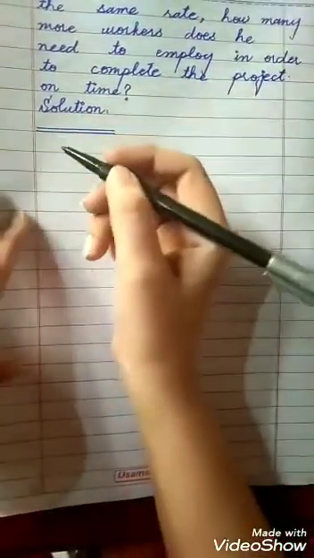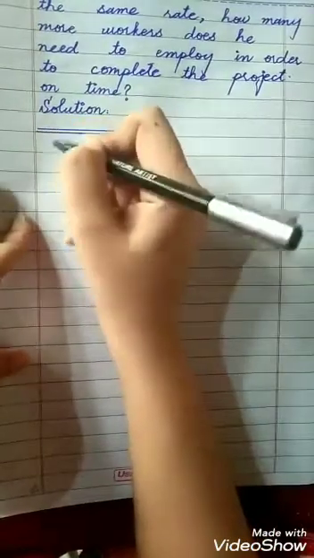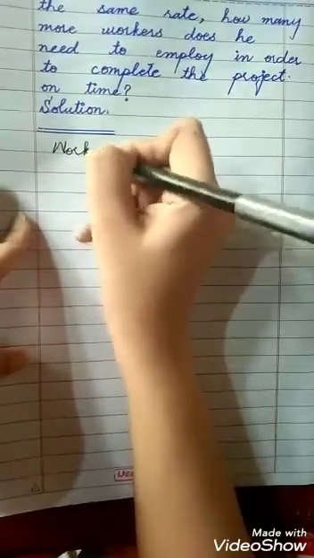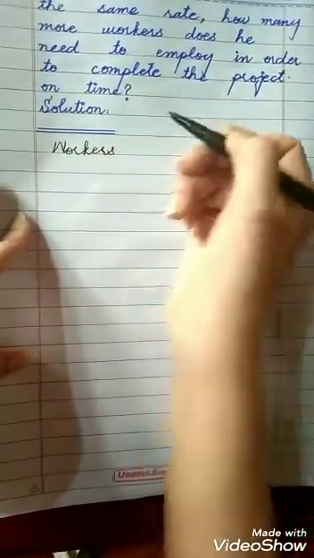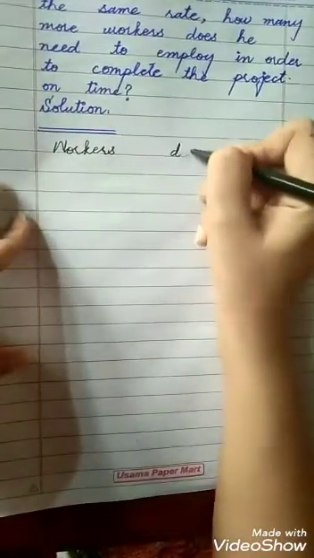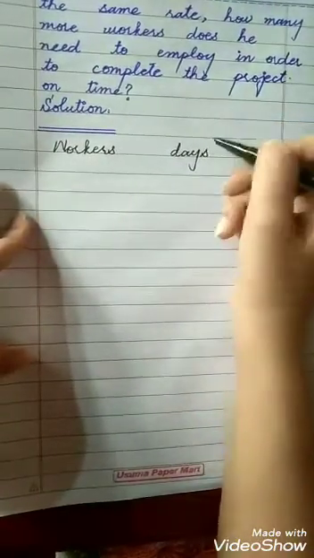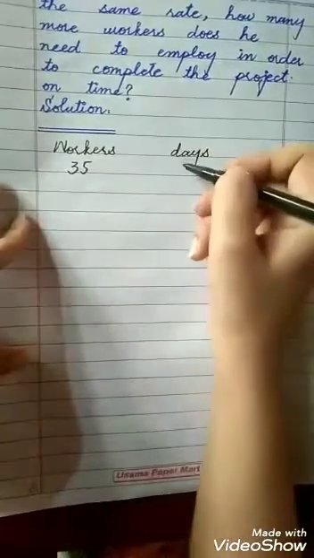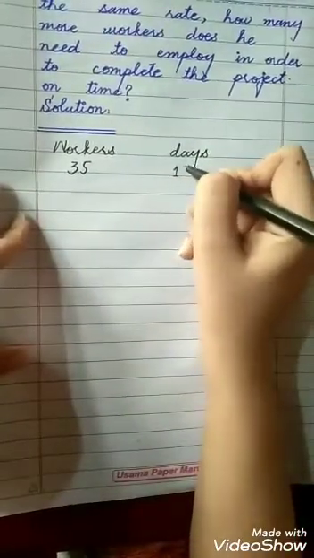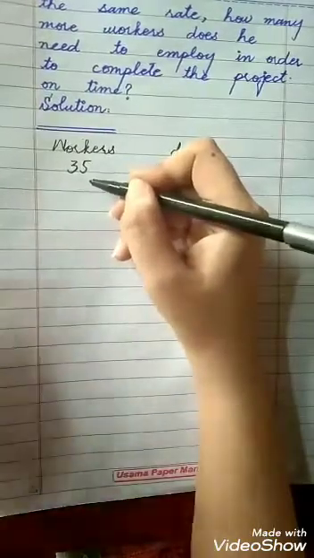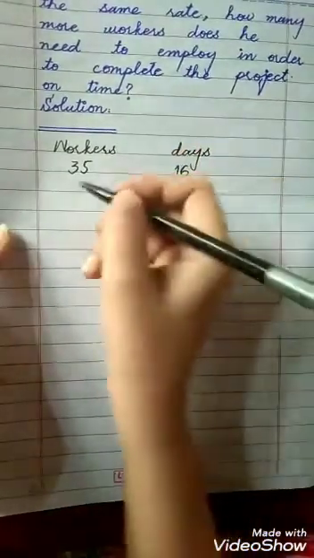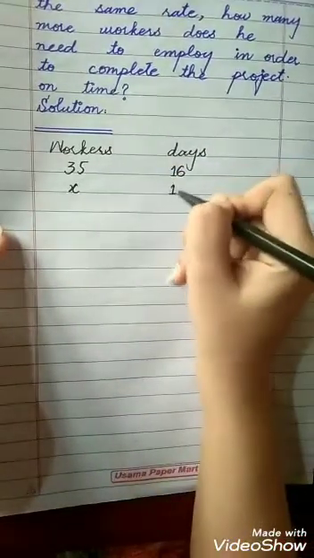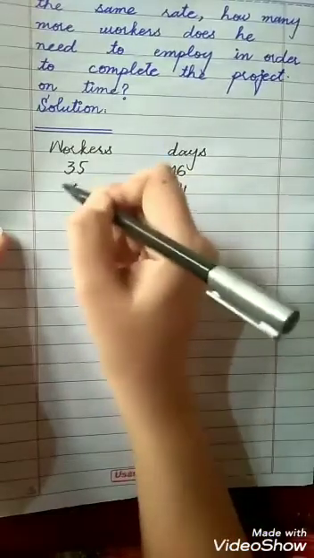Okay, students, now we will write the data first. First of all, workers, and days. Firstly, workers were 35 and days were 16. It means within 16 days, the workers were told that you have to complete the project. After that, we don't know how many workers will complete it in 14 days. The workers we have to find.